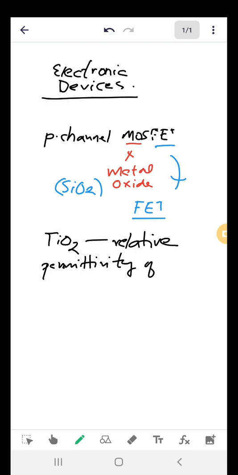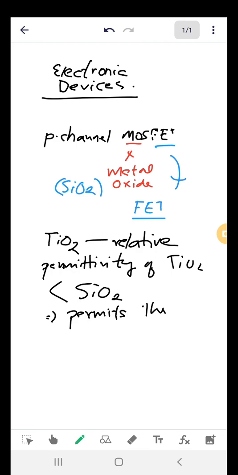of TiO2 is less than SiO2, and so it permits the tunneling of carriers across the thin oxide layer. So it permits the tunneling of carriers across the oxide layers.